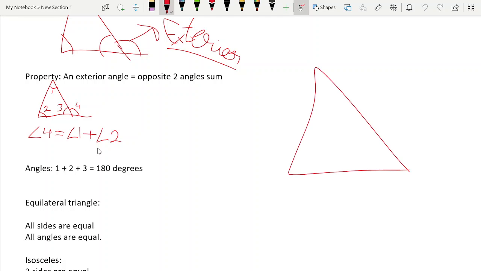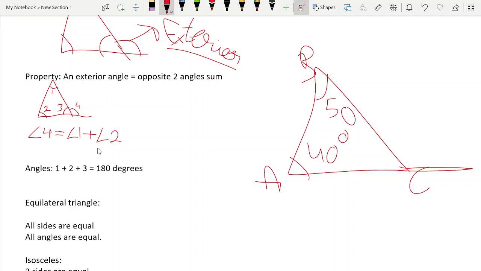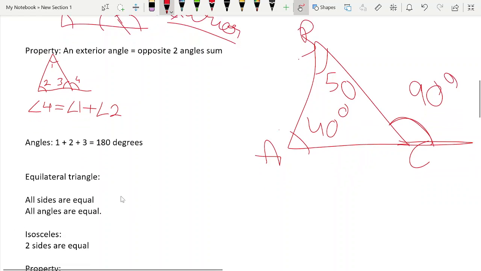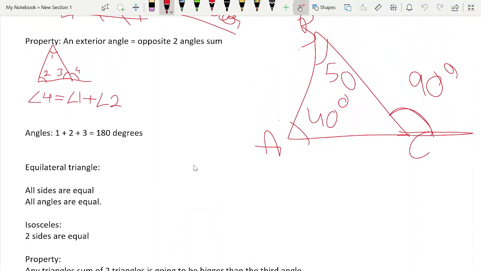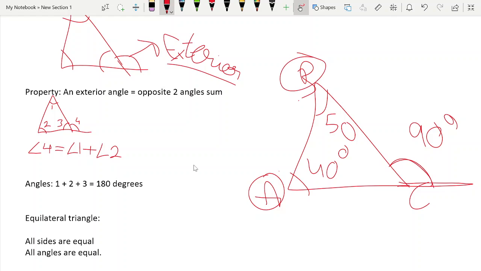Let's take an example. We have this triangle A, B, and C. Then you've got 40 degrees and 50 degrees and you've got this angle. I know this might not look right, this is not to scale, okay? If you want to know how much this is, you just need to add the opposite two angles, which is 50 plus 40 is 90. So this is going to be 90. Also, angles A, B, and C will add up to 180 degrees.